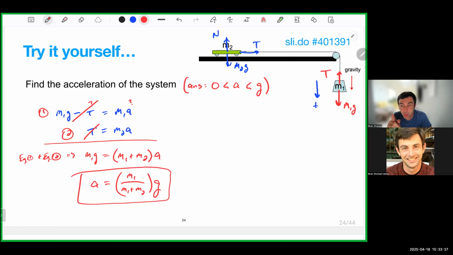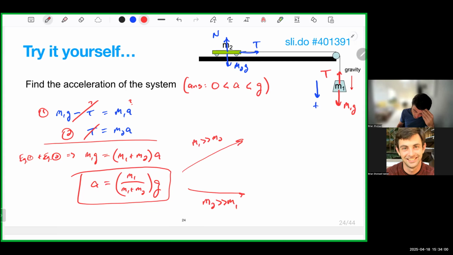So if M1 was equal to M2, if these two masses were equal to each other, then the acceleration would be half as big as normal, 1/2 G. So you want to think about certain limiting cases, right? You can imagine the case where M1 is much, much bigger than M2, or the case where M2 is much, much greater than M1.